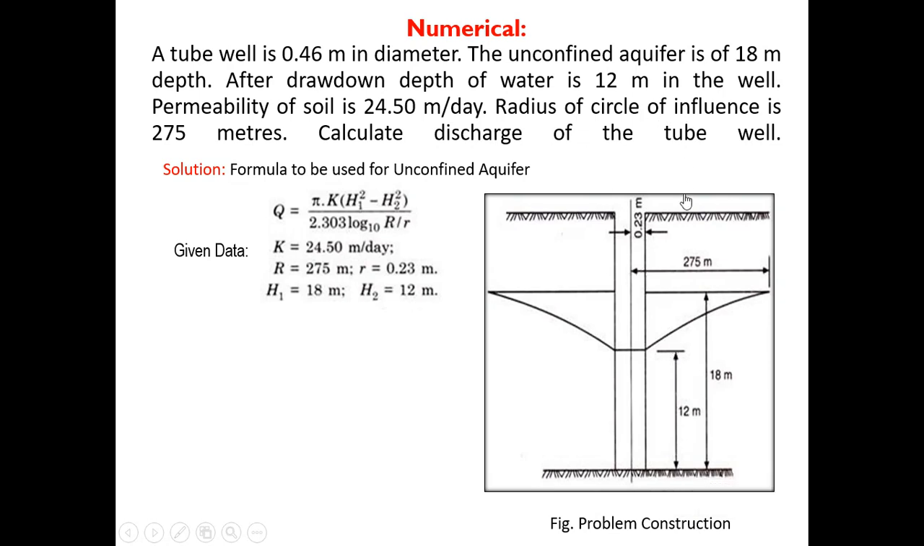Radius of circle of influence is 275 meters. So this is the radius of influence, 275 meter, and we have to find out the discharge. So this is the relationship which is normally used for determination of discharge through unconfined aquifer.